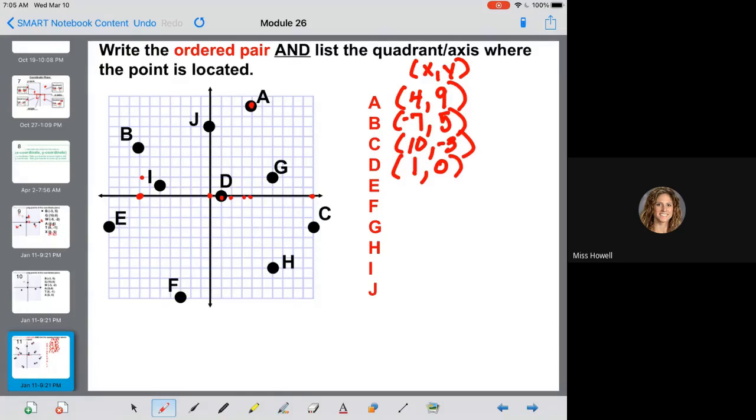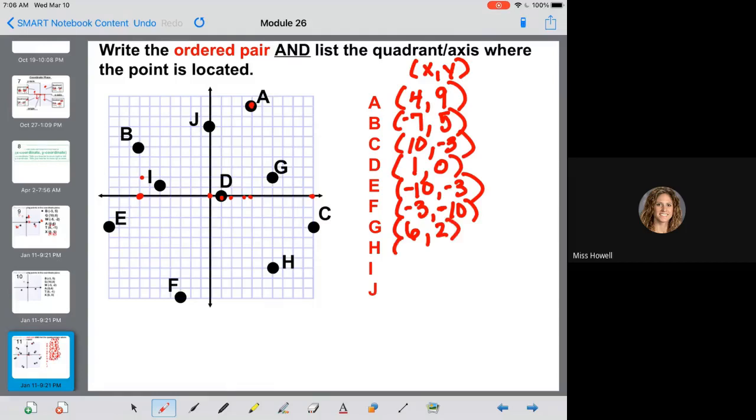So 1, 0. For letter E, we would start by going to the left 10, so a negative 10. And then from there, down 3, which would give us a negative 3. All right, letter F, we would start by going left, and more importantly, left 3, so negative 3. And then we'd go down, which is a negative, in this case, a total of 10. All right, letter G, we'd go to the right to start, right 6. And then from there, up 2. So we'd be at the point 6, 2.